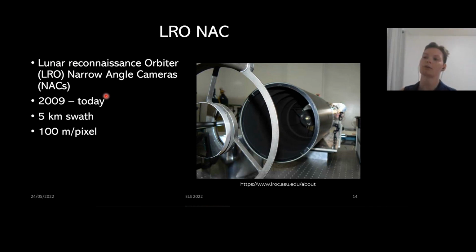It has a resolution of 100... What? No, it's not 100 meters per pixel. Sorry about that. Okay, I don't know why I wrote this.